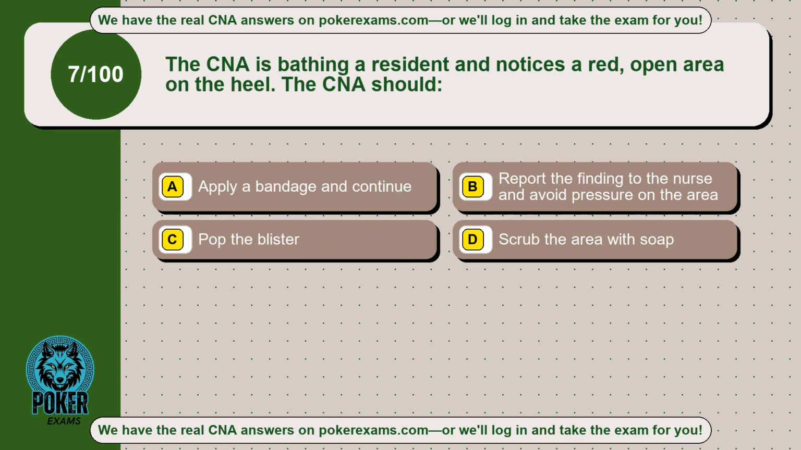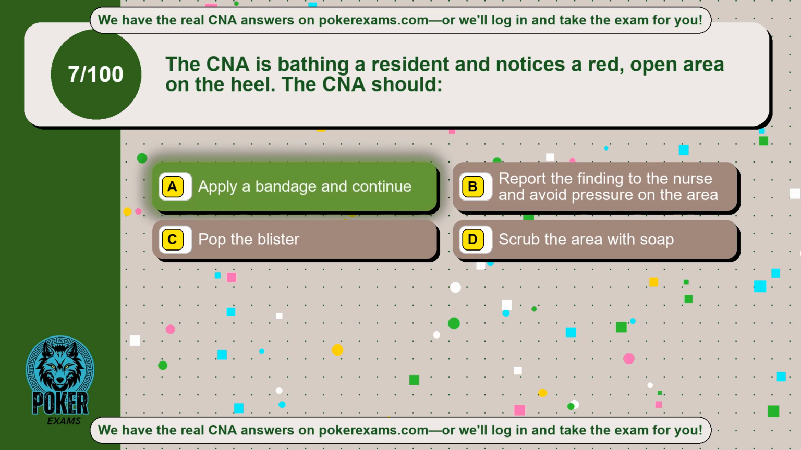Question 7. The CNA is bathing a resident and notices a red, open area on the heel. The CNA should: Option A, apply a bandage and continue. Option B, report the finding to the nurse and avoid pressure on the area. Option C, pop the blister. Option D, scrub the area with soap.